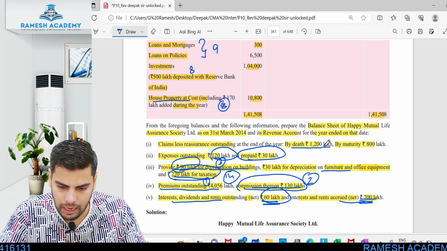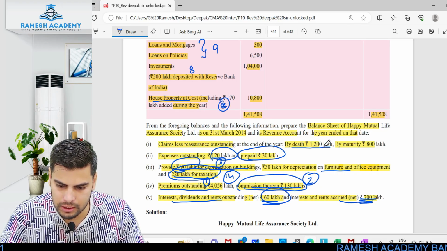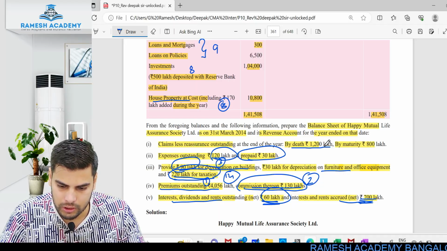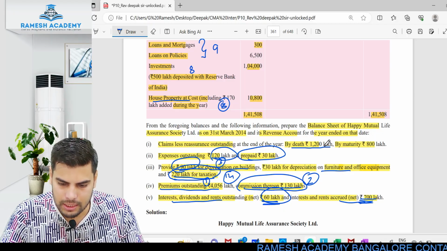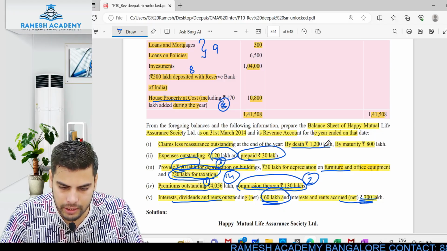Death. Okay, and what about the maturity? Maturity it is 800 rupees. So these are the amounts I'm supposed to pay. Now out of this, is there any reinsurance amount? Is there any reinsurance? Just cross check.